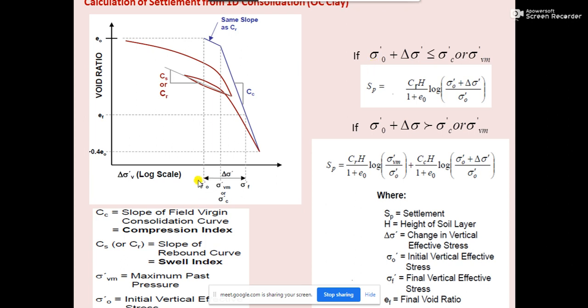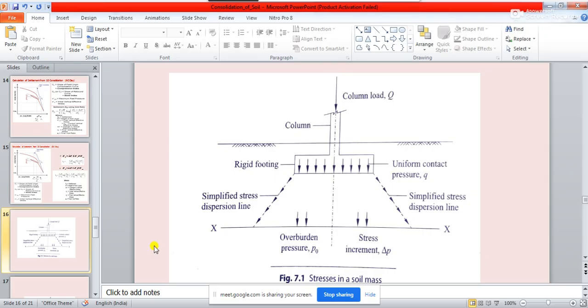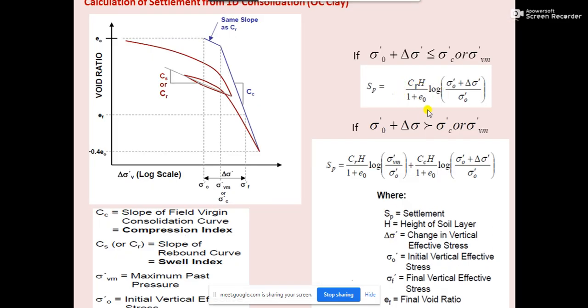And this delta sigma dash, if you add with this sigma naught, it cannot exceed this value of sigma Vm, that means the maximum past pressure. So there may be a condition something like that. So if sigma naught dash plus this delta sigma is less than or equal to sigma c dash or sigma Vm dash.